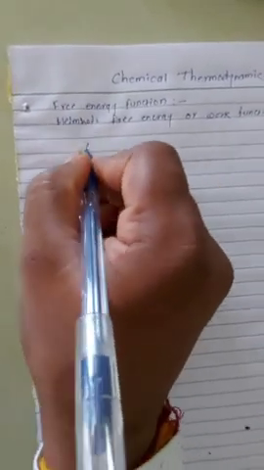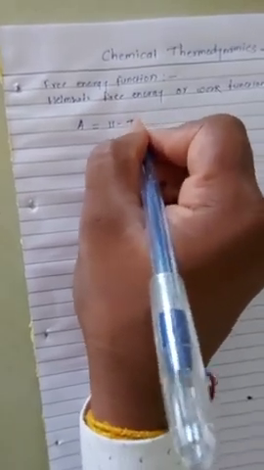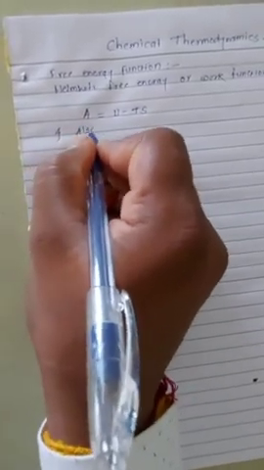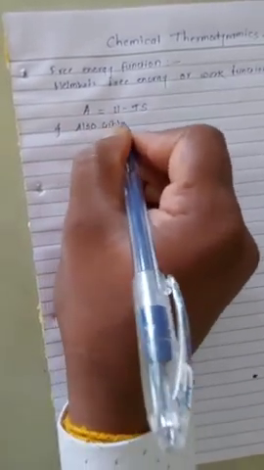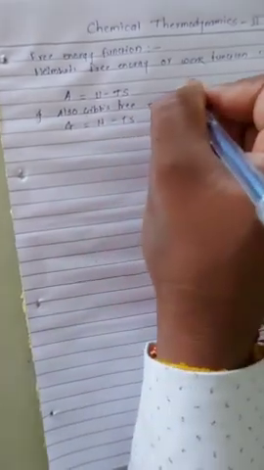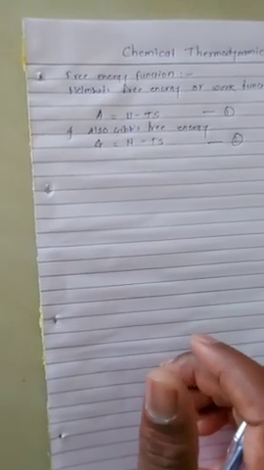Then it is mathematically defined as A is equal to U minus TS, and also Gibbs free energy G is equal to H minus TS. This is equation number 1 and this is equation number 2. Now Gibbs free energy is more widely used than the Helmholtz free energy.